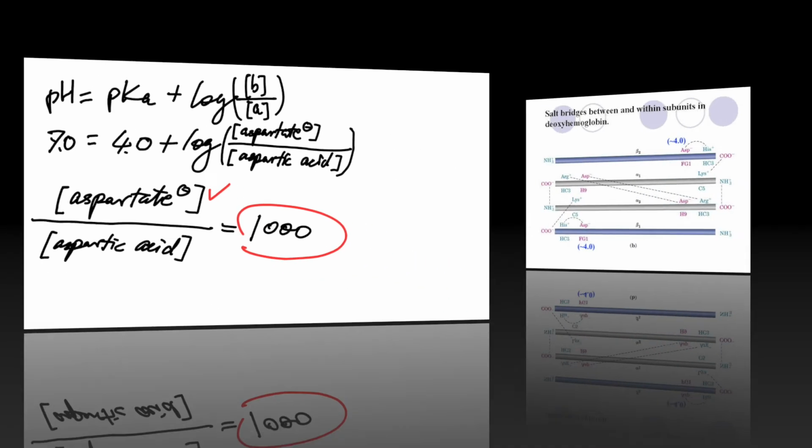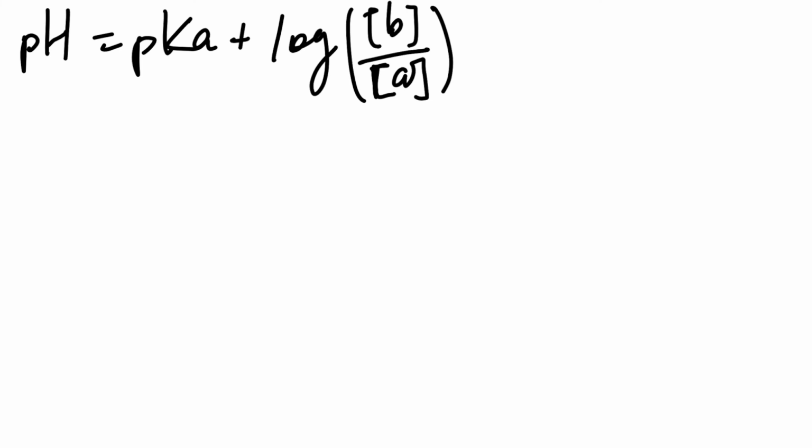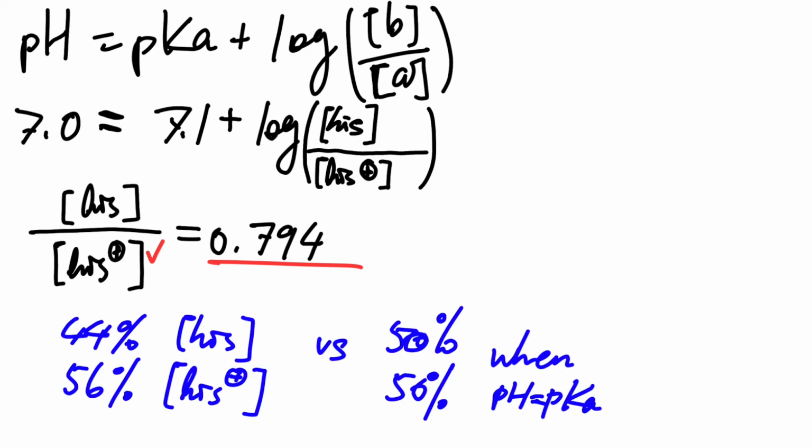On the other hand, in oxyhemoglobin, the pKa of histidine side chain is approximately 7.1. This pKa value falls in the range of physiological pH. Therefore, according to the famous Henderson-Hasselbalch equation, a slight shift in pH will lead to a dramatic change in the electrical charge on histidine side chain.